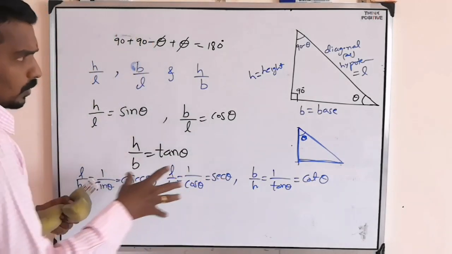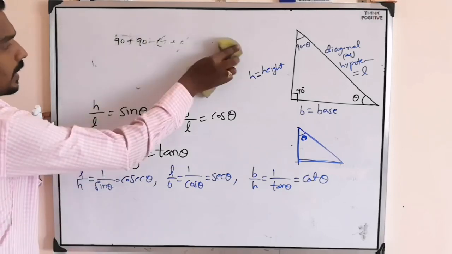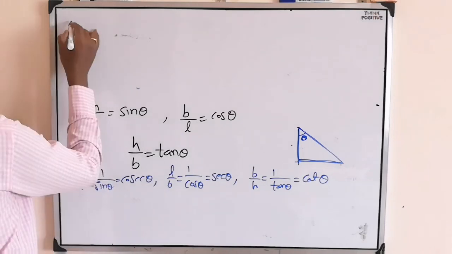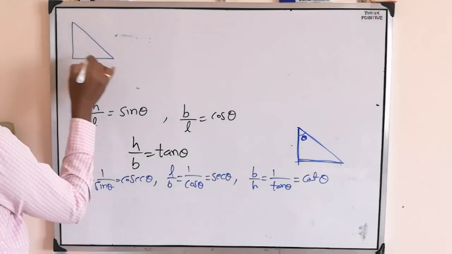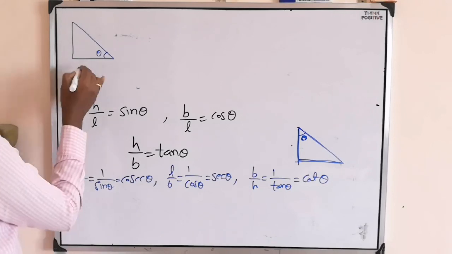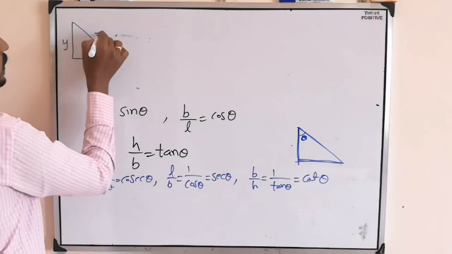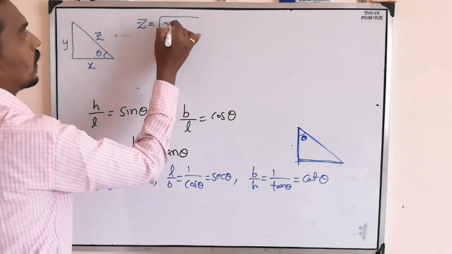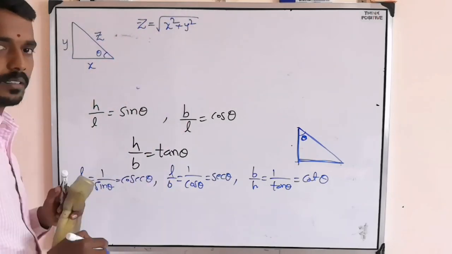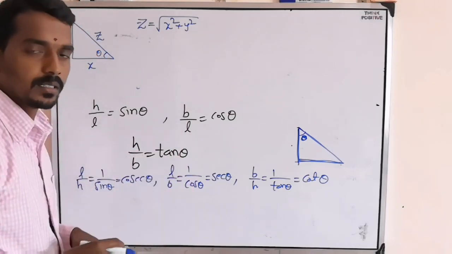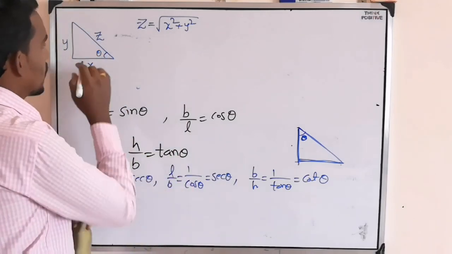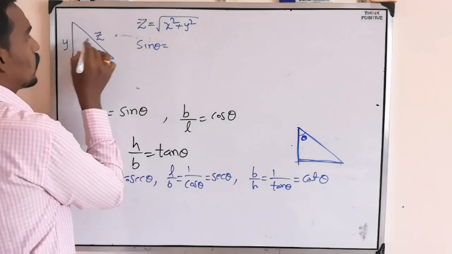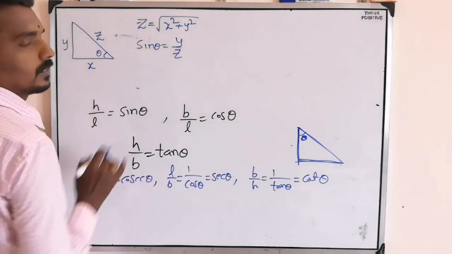So if you take one right angle triangle, let's take here, this is a right angle triangle and this is theta and this is x, this is y, this is z. Then z equal to under root x square plus y square. This we have already seen. What is this? Pythagoras theorem.